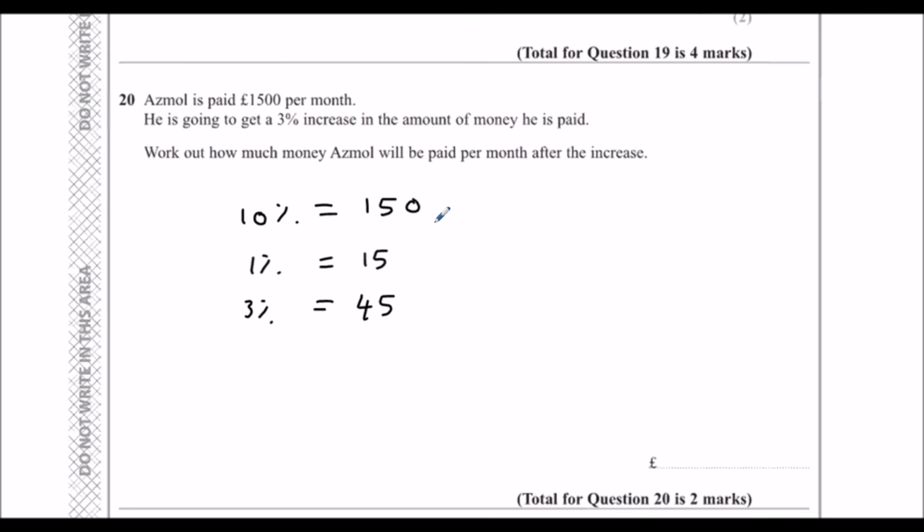So we're going to add on £45. So 1,500 plus £45, £1,545.